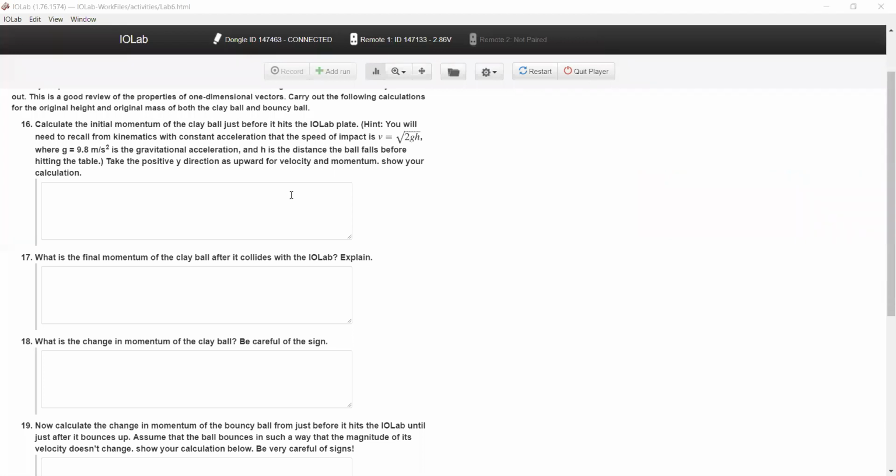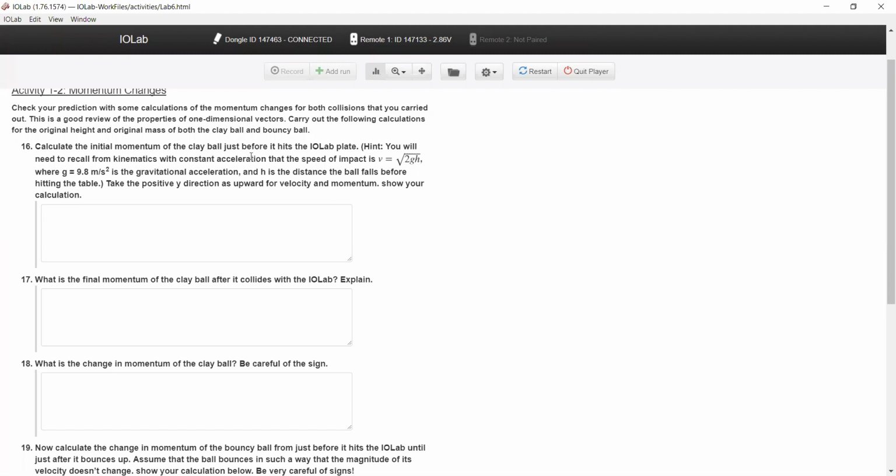After that is calculation time. Calculate the initial momentum of the clay ball just before it hits the IOLab. We already have the equation here, and the momentum is mass times velocity. So you have the mass, you have the velocity, so go ahead. Using this, you will find v, and then do mass times v. What is the final momentum of the clay ball after it collides with the IOLab? It's going to stop, so velocity is going to be 0. Mass times velocity gives the final momentum, which is going to be 0 here. What is the change in the momentum? Final momentum minus initial momentum will give you the change in the momentum.